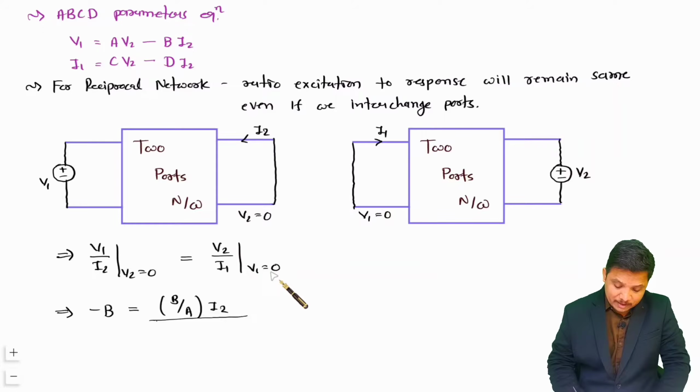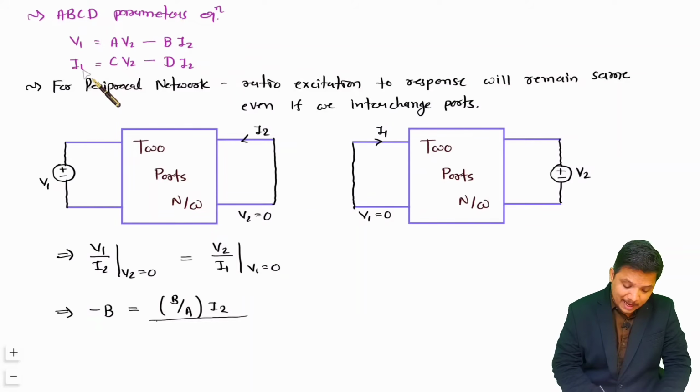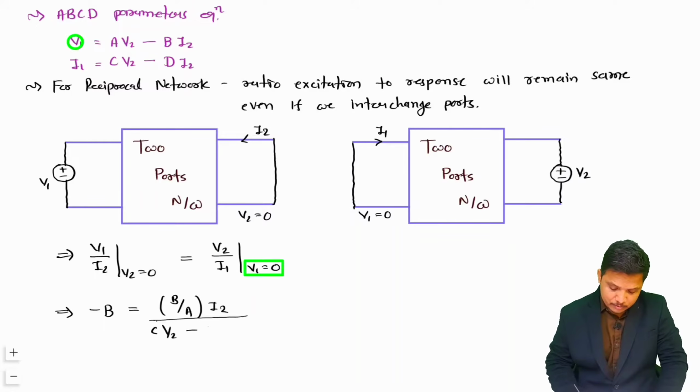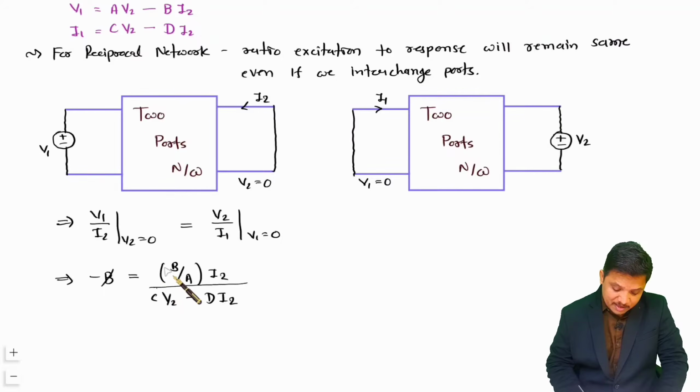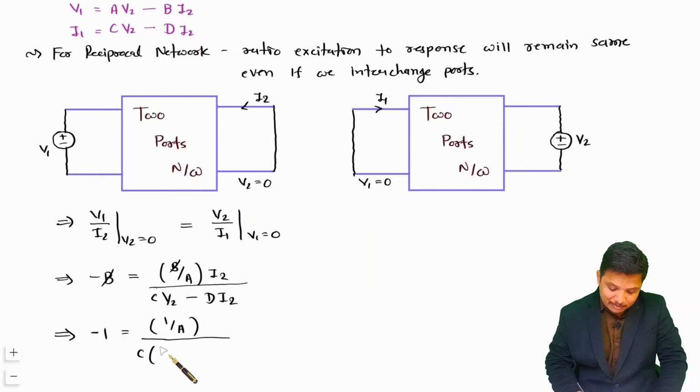And what is I1 when V1 is 0? When V1 is 0, I1 is C V2 minus D I2. Let us simplify this equation further. This B will get cancelled, and I'll take I2 in the denominator. So you will observe minus 1 equals 1 by A divided by C into V2 by I2, minus D into I2 by I2, which will be 1. So only D will remain here.